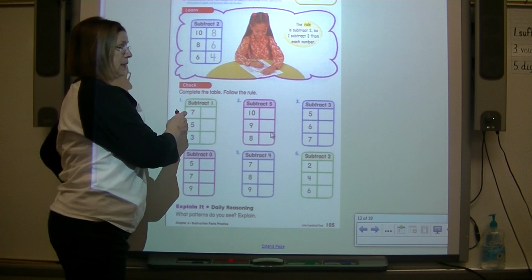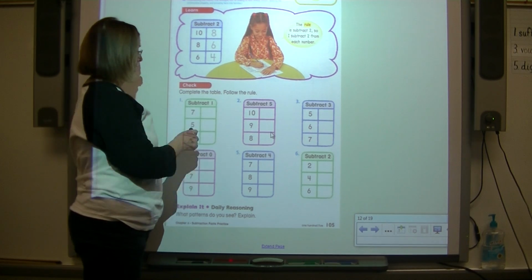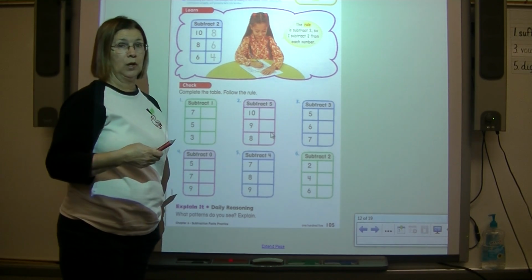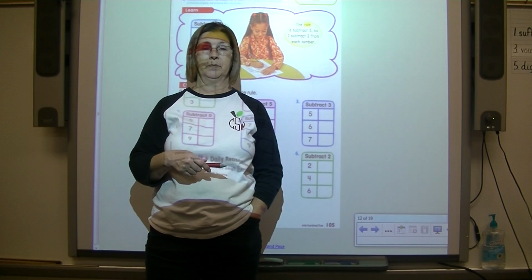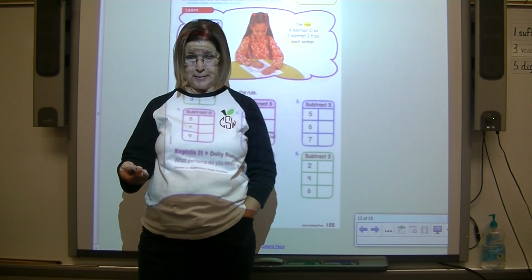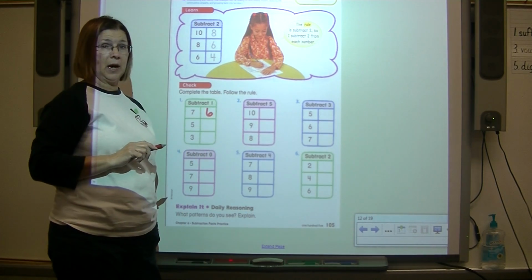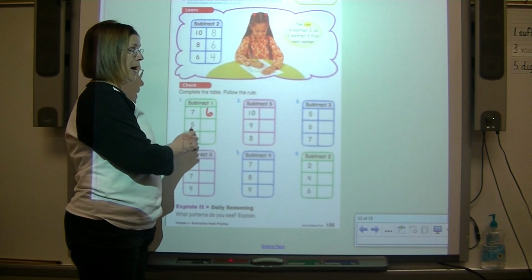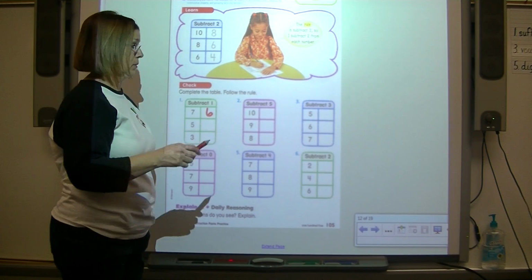What is the rule in this table? Subtract how many? 1. 7 subtract 1. So we can just count backwards, because you know we count backwards every day. Start on 7. 7, 6. It's just the next number when you're counting backwards. That's how you subtract 1. All right, 5. What's the next number you say when you count back? 4.